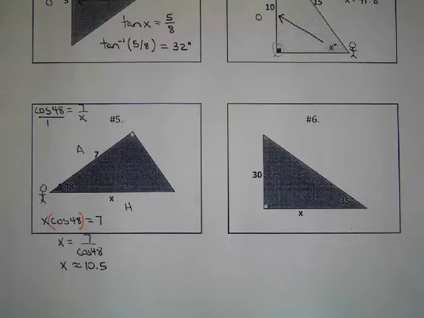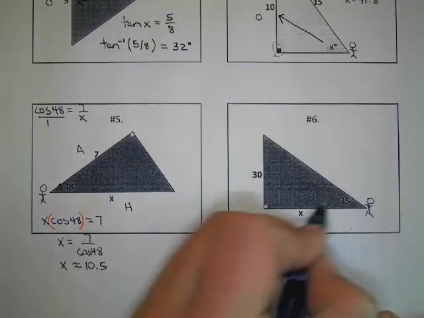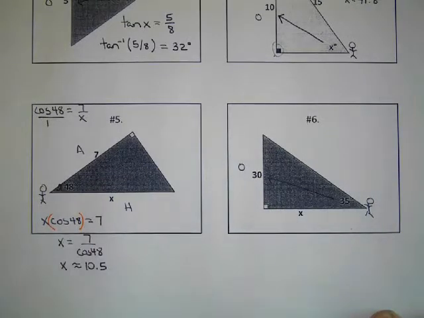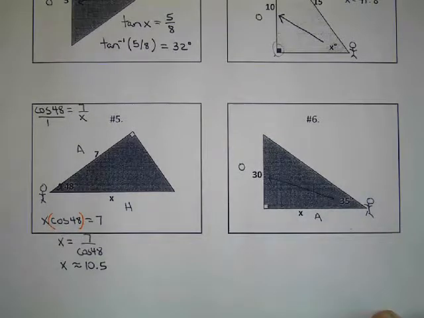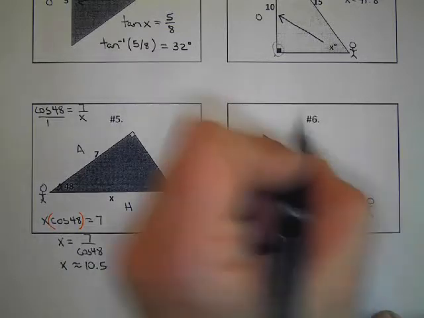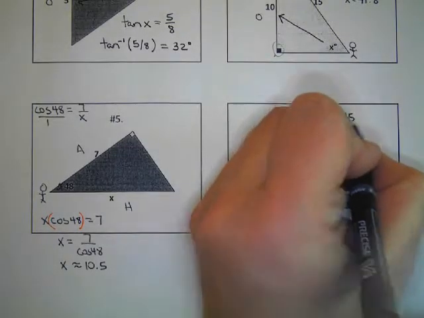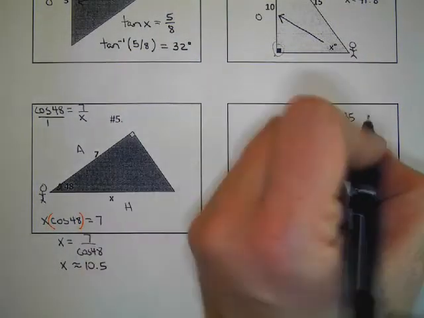So the last example has 35 degrees. This is where we start. We go across the triangle, so 30 is opposite. X is one of the legs, so then that must be the adjacent side. So OA, TOA, tangent. So the tangent of 35. Again, an angle always goes next to sine, cosine, tangent. You never leave that sine, cosine, tangent alone without a number.